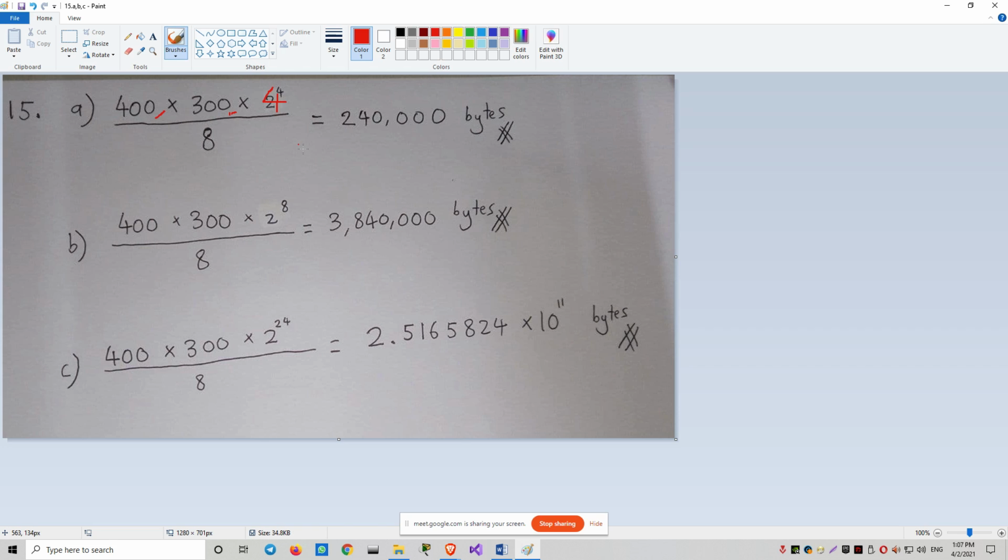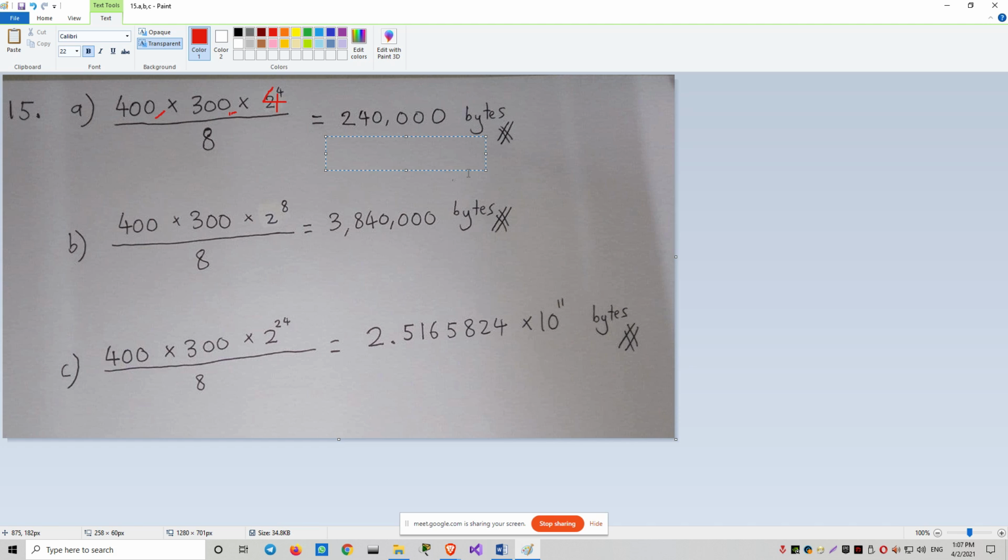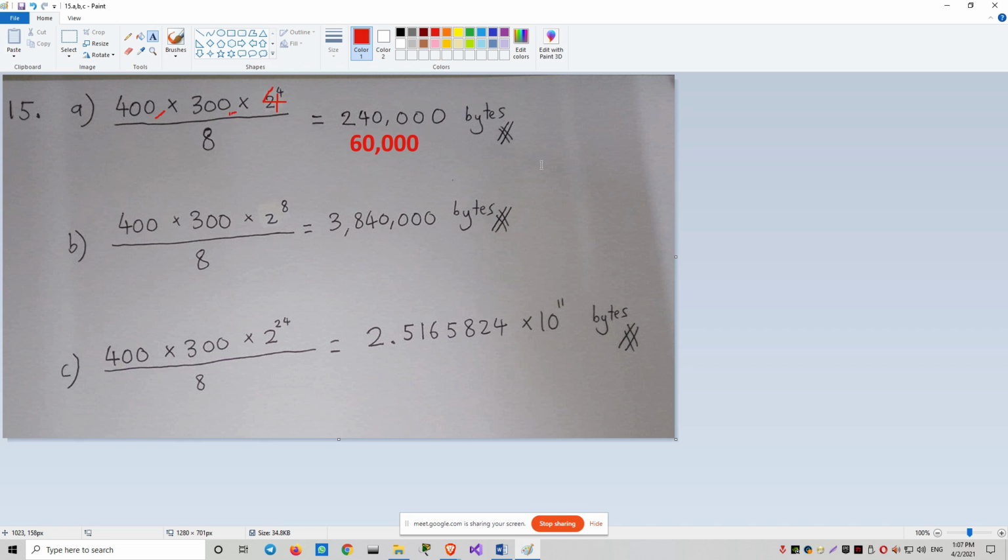Okay, Beta, if like that, what can you get? Try to calculate. 400 multiply 300 multiply with 4. You can get 60,000? 16,000? And then yes, correct. So this one is correct. It's the same as the 2 one.